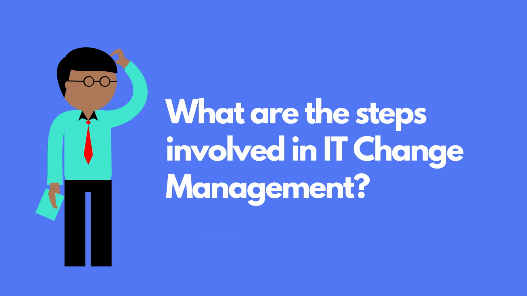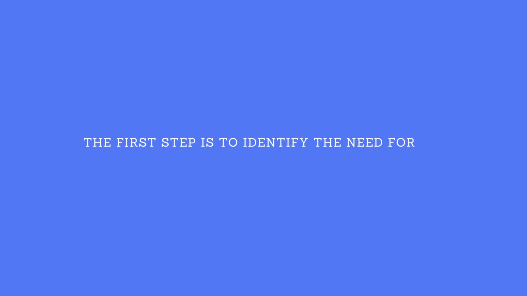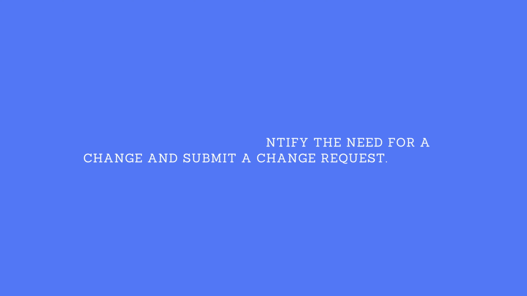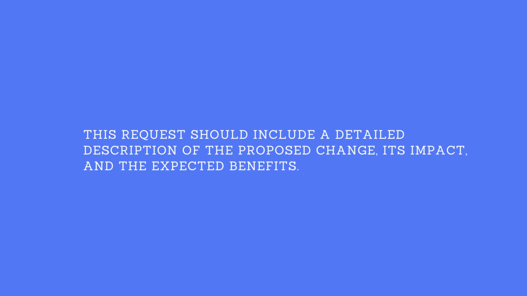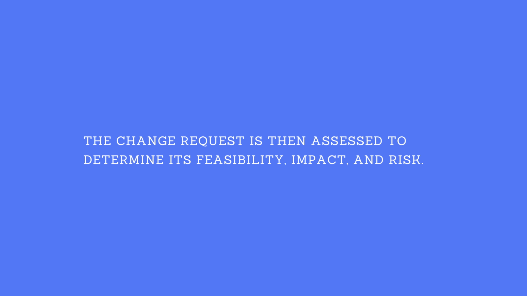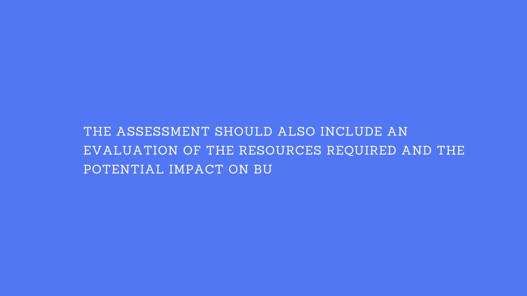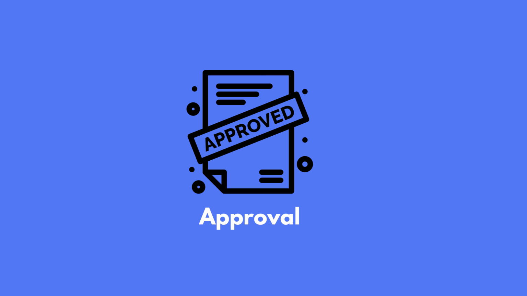What are the steps involved in IT change management? The IT change management process typically involves several steps. These include request. The first step is to identify the need for a change and submit a change request. This request should include a detailed description of the proposed change, its impact, and the expected benefits. Assessment. The change request is then assessed to determine its feasibility, impact, and risk. The assessment should also include an evaluation of the resources required and the potential impact on business operations.